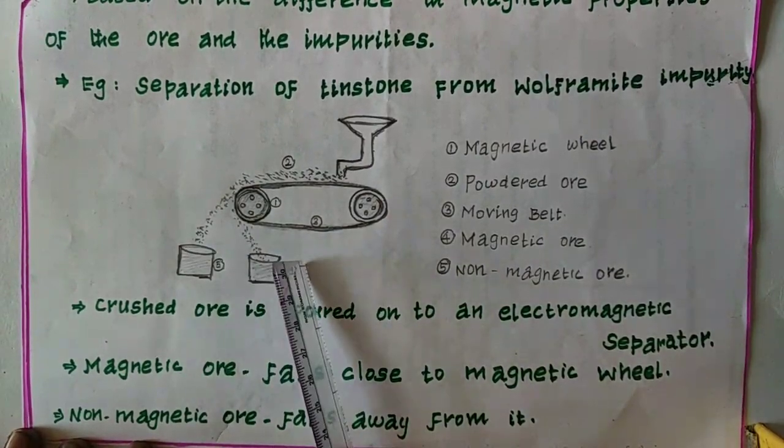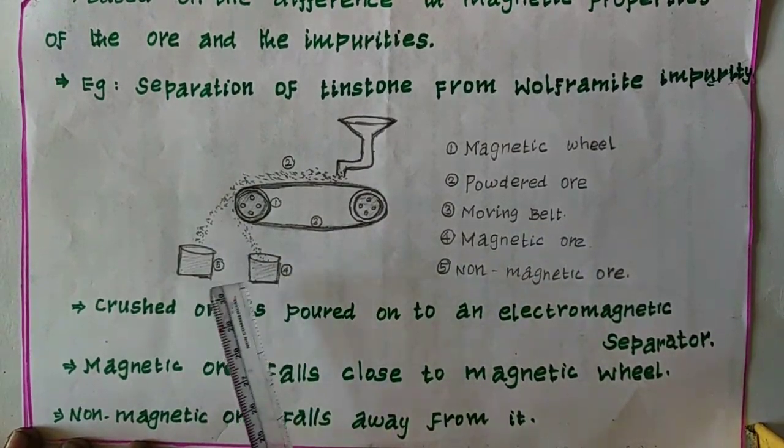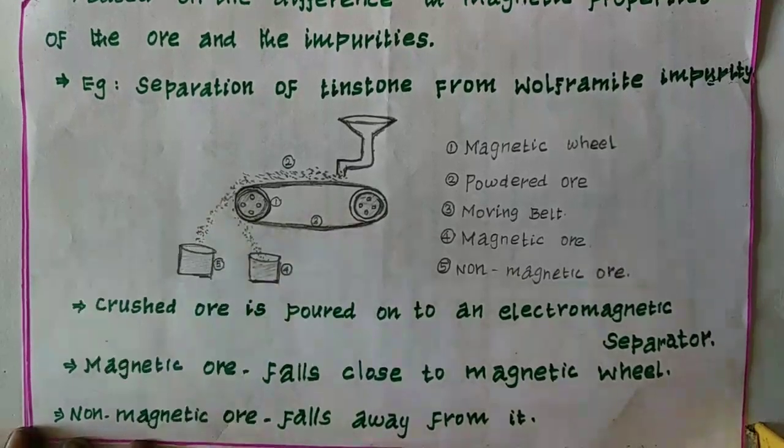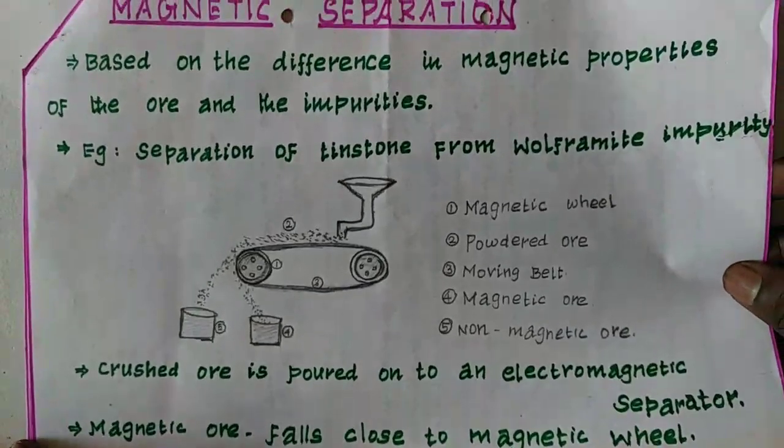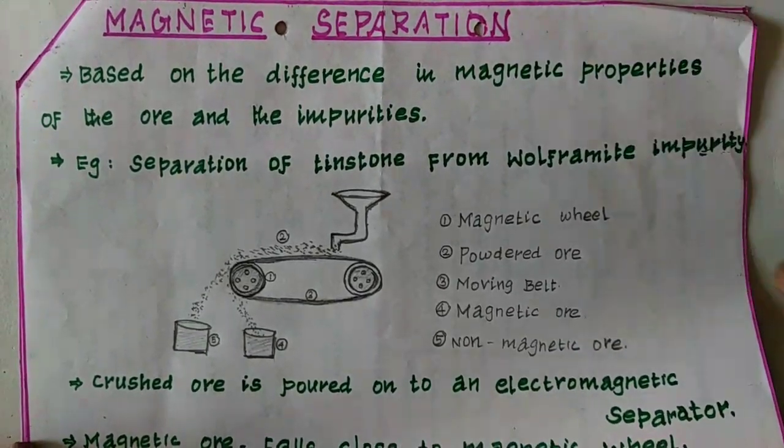So the ore is magnetic, no? So it's collected here. The gangue particles are non-magnetic, no? So they are collected here. So clear, students? This is the process of magnetic separation. Is it clear? The ore and the gangue particles should have different magnetic properties. One must be magnetic, whereas the other must be non-magnetic.